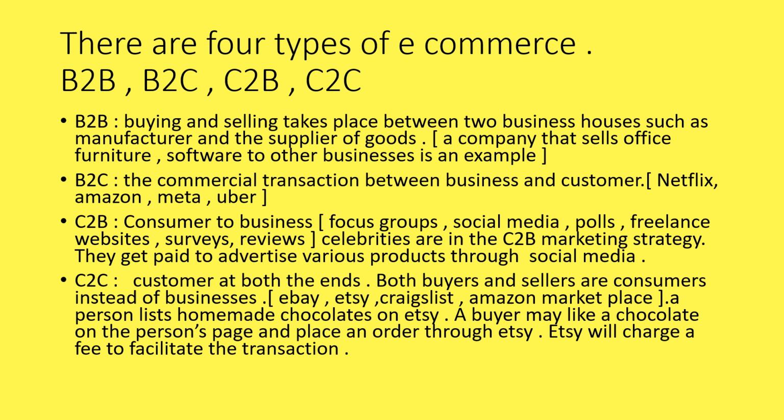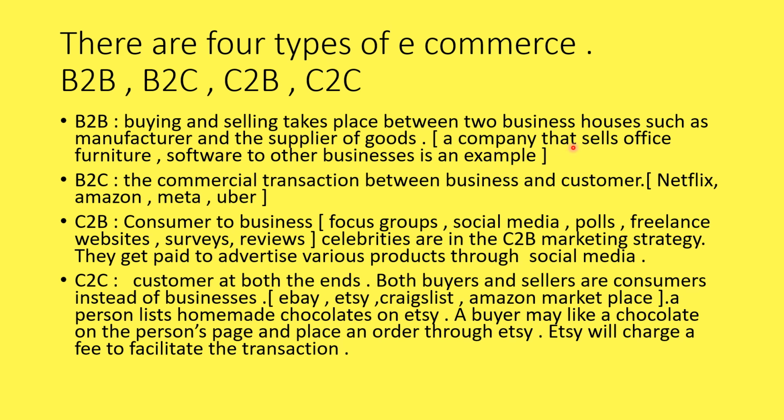E-commerce. Now there are four types of e-commerce discussed here. The first one is B2B. B here stands for business houses. So the transactions between two business houses will be called B2B. The buyer is a business house. The seller is also a business house. So the manufacturer and supplier directly.